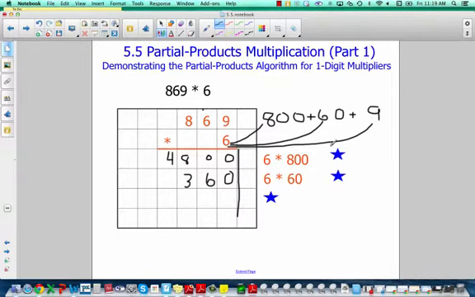And then the last one, 6 times 9. Well, I know that 6 times 9 is 54, not 56. I'm going to back that number up right to the end. And then I'm going to add these numbers up.